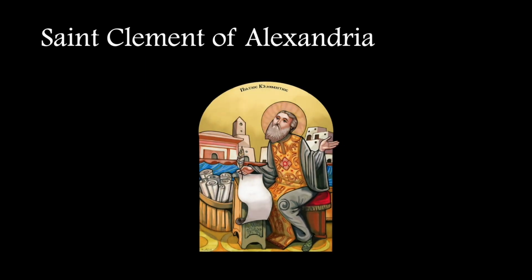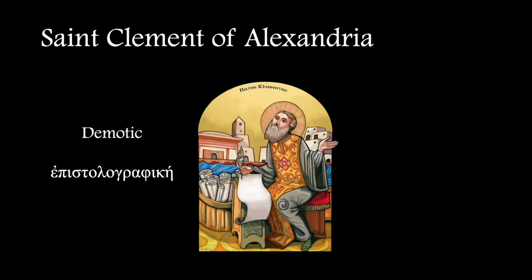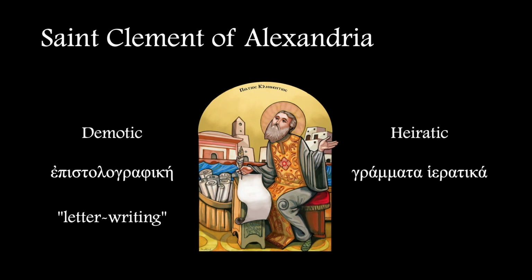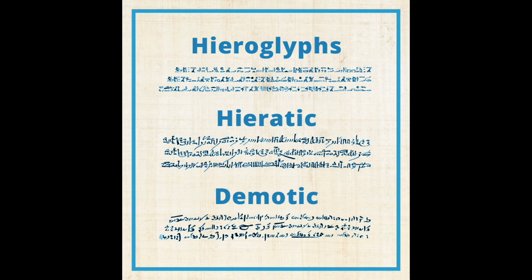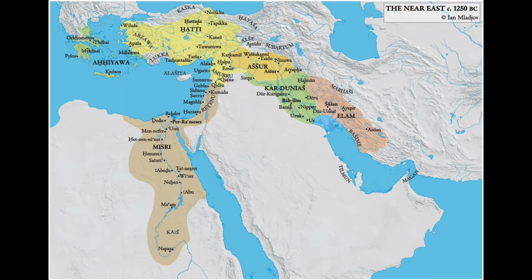When Saint Clement of Alexandria, the dean of the famous Catechetical school of Alexandria, made reference to the two cursive scripts, he called demotic the letter writing, while the older script he called grammata hieratica, meaning priestly writing, since it had continued to be used by the pagan priests up to his time in the 2nd century. At the same time that the Egyptians were working on simplifying hieroglyphs into a simpler script more suitable for common writing, foreigners who traded with Egypt had begun doing the same.